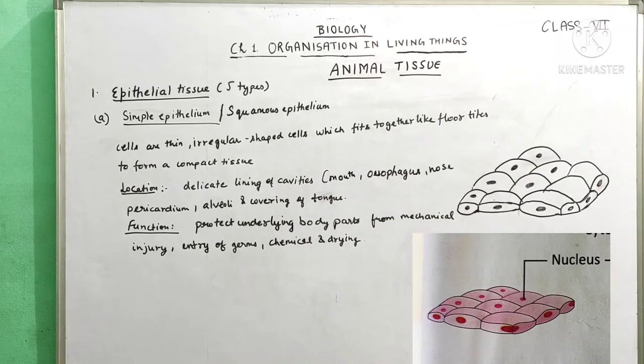Talking about the structure of this tissue, cells are thin, irregular shaped, which fit together like floor tiles to form a compact tissue. Just look at the diagram, that it looks like a single layer or sheet of cells which are arranged like floor tiles. Okay, location where it is present, delicate lining of cavities. You have been hearing this word again and again, cavities.